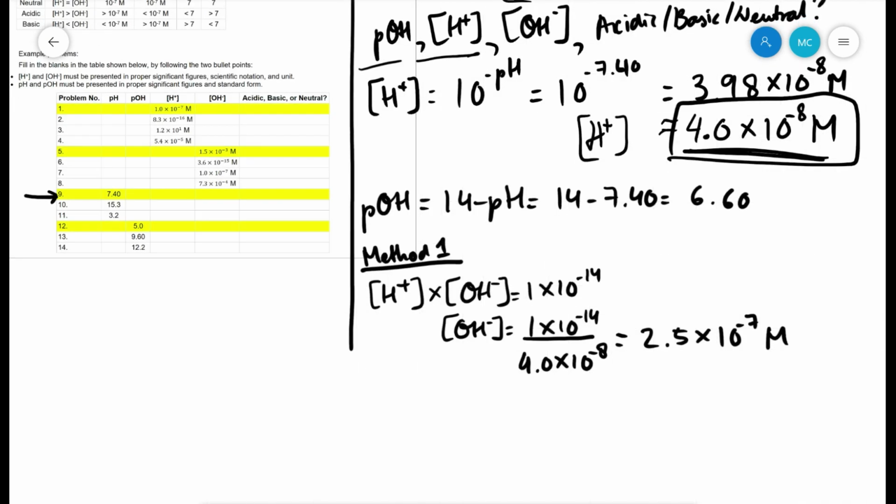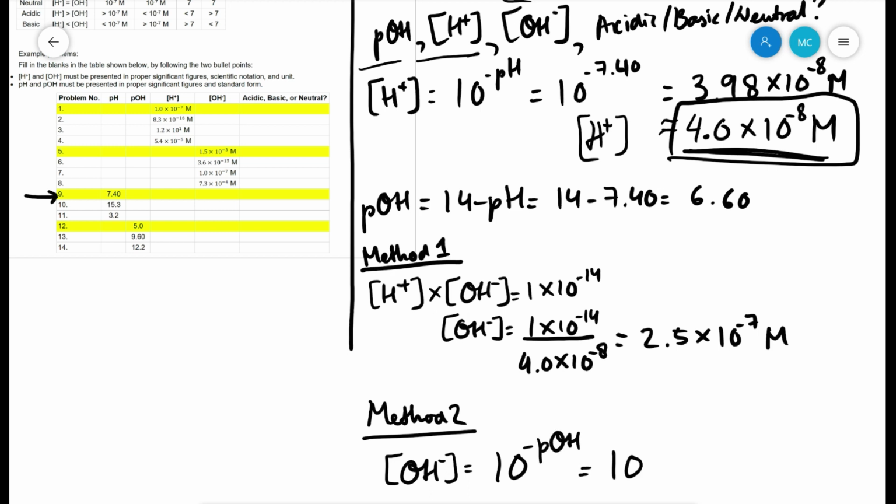Okay, or method 2, you can use OH equals 10 to the power of negative pOH, which will be 10 to the power of negative 6.60. You should get also 2.5 times 10 to the negative 7 molar.